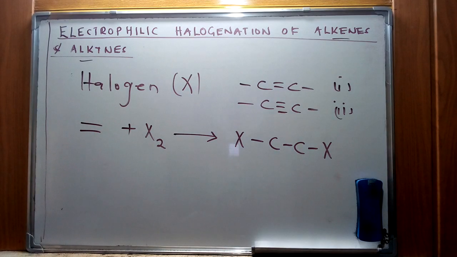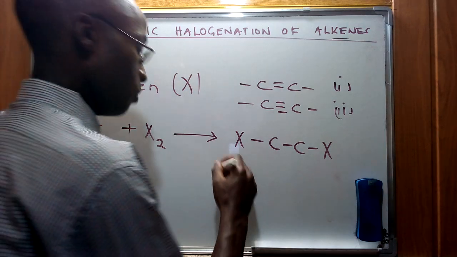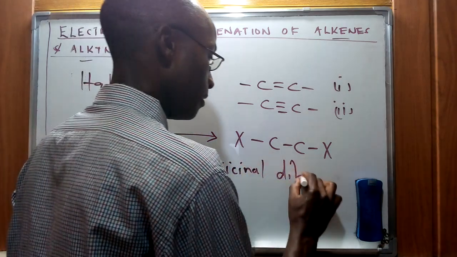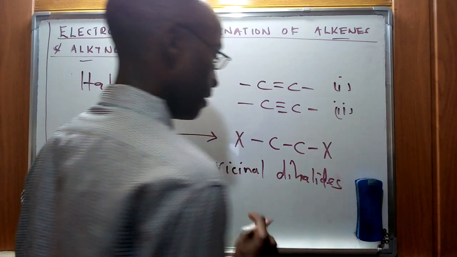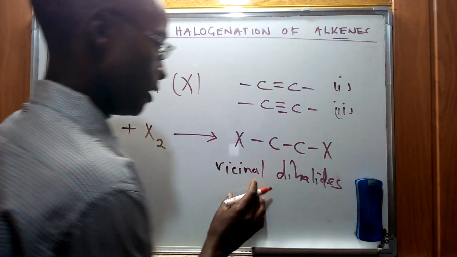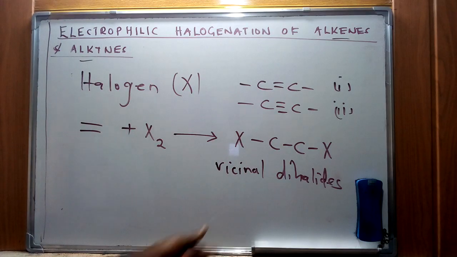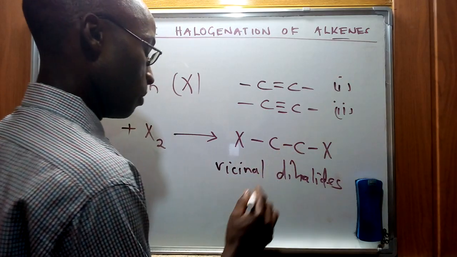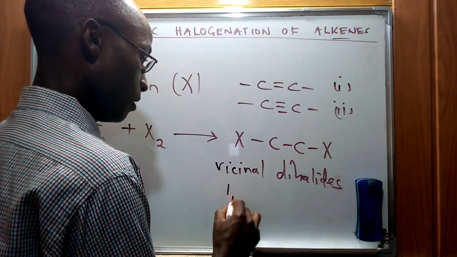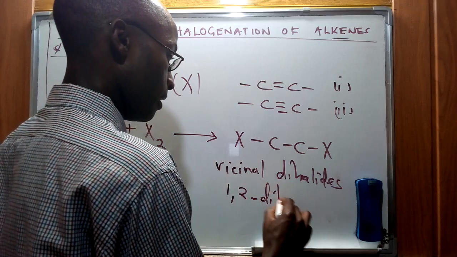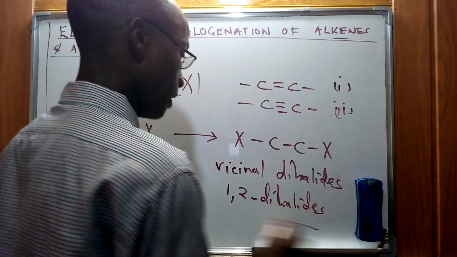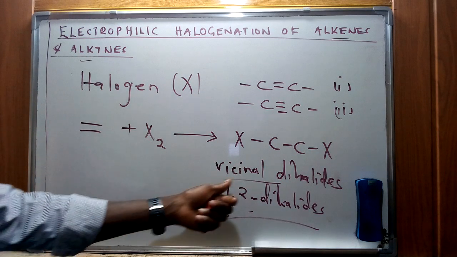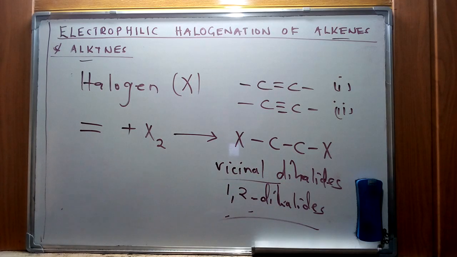Whenever these kinds of products are formed, they are referred to as vicinal dihalides. From our nomenclature, a vicinal dihalide refers to a compound that has halogens on adjacent carbons, just like this. For instance, if we were to name this one, we could have the sequence of 1,2-dihalide, which is a general nomenclature for this kind of halide. So a 1,2-dihalide is sometimes referred to in some of the literature as a vicinal dihalide.